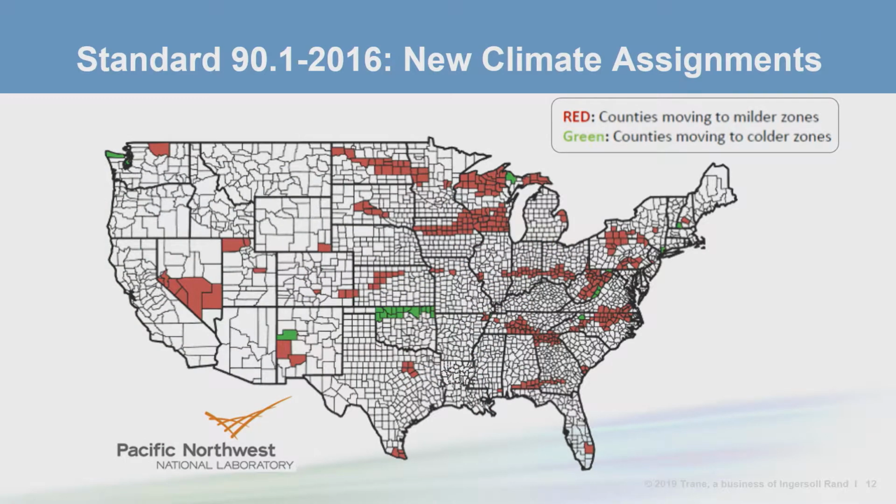This map shows which climate zone assignments have changed in the 2013 publication of Standard 169. Counties marked in red have been redesignated into warmer zones, while those in green have been redesignated into colder zones. Again, those southern counties in Texas moved into 1A, so they're shown here in red. Now, what we just discussed was the first exception, which deals with cooling capacities and installation locations.